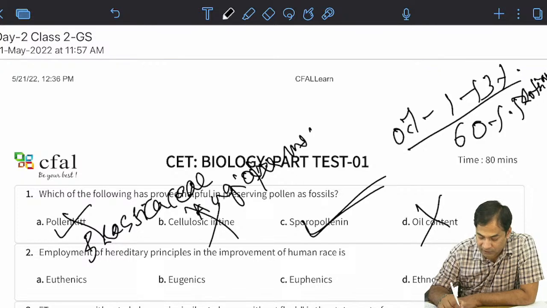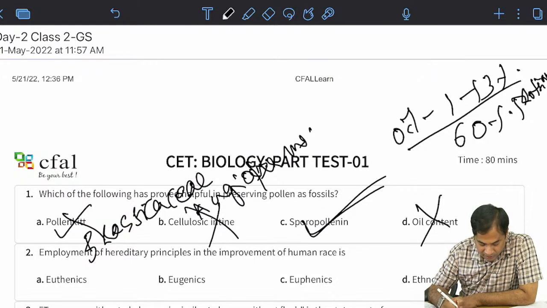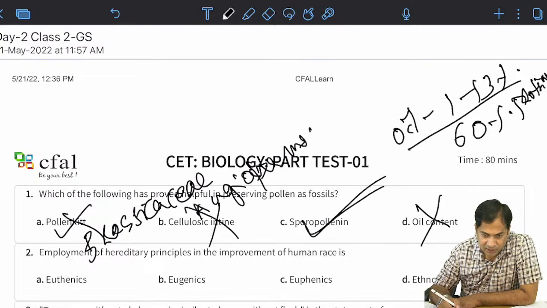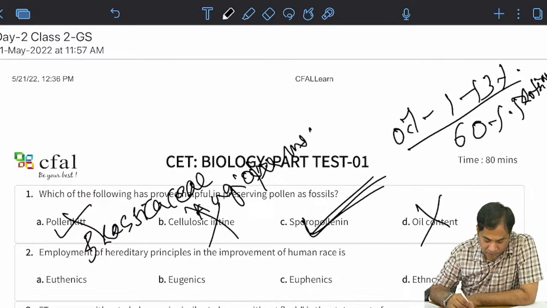So oil content will not help pollen grains to survive for a longer period, because oil can evaporate over a period. It can deteriorate over a short period, or it may remain for some months only, but it cannot be kept for a longer period. So the correct option should be option C, sporopollenin.